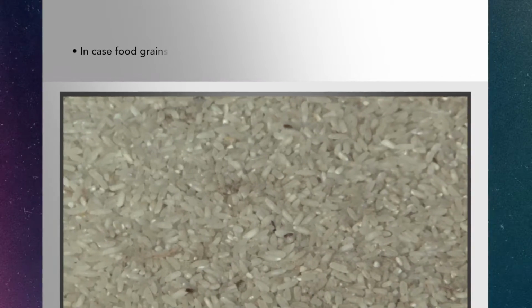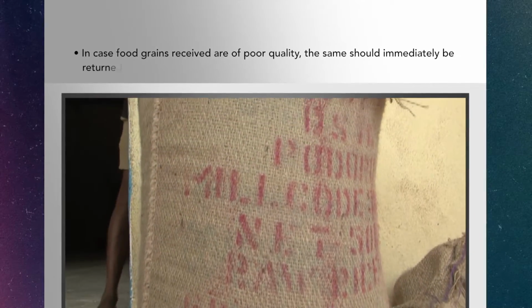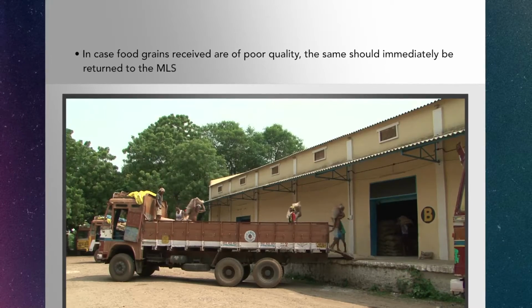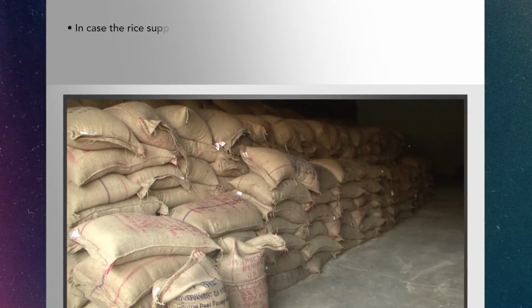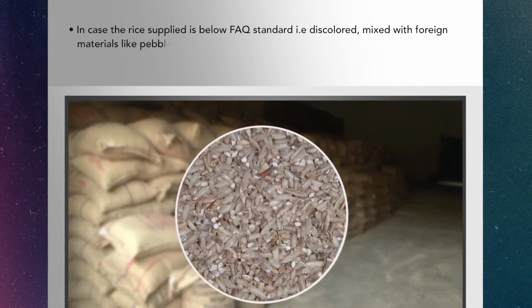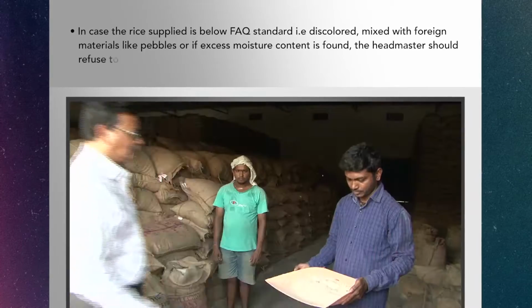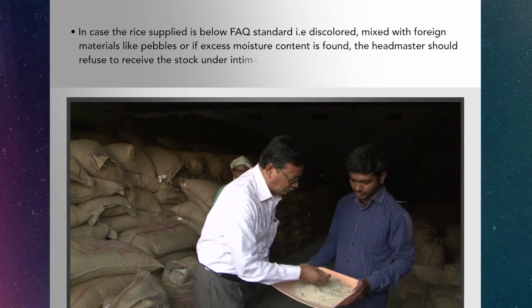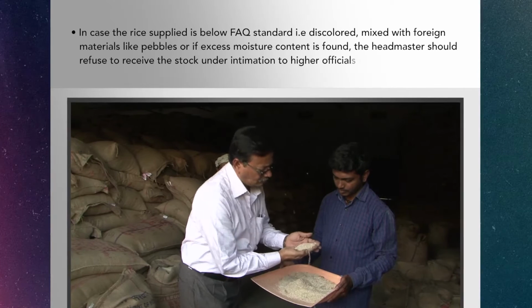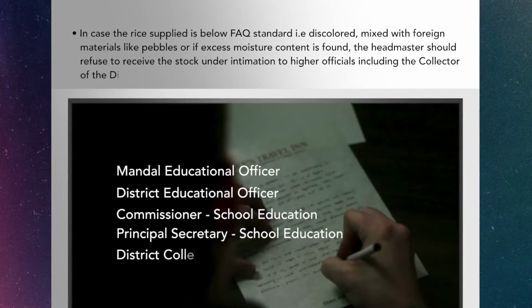In case food grains received are of poor quality, the same should immediately be returned to the MLS. In case the rice supplied is below FAQ standard, that is, discolored, mixed with foreign materials like pebbles, or if excess moisture content is found, the headmaster should refuse to receive the stock under intimation to higher officials, including the collector of the district.